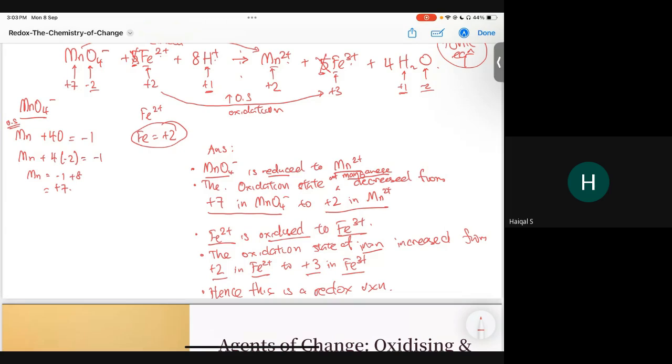So when school reopens, I'll be giving you the assignment for redox. So that's where you will get a chance to practice these questions on how to explain.